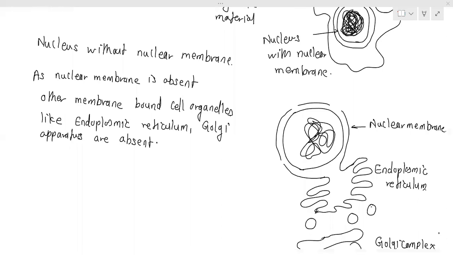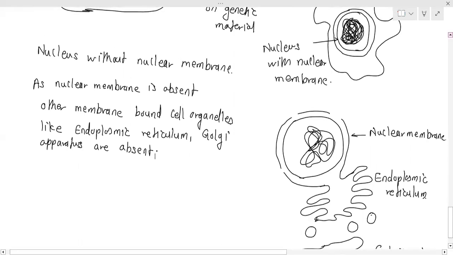So remember a few things about prokaryotes. This is a difference between prokaryote and eukaryote, as I told you. If you are making your notes right now, make two columns: on one side write prokaryote, on the other side write eukaryote.